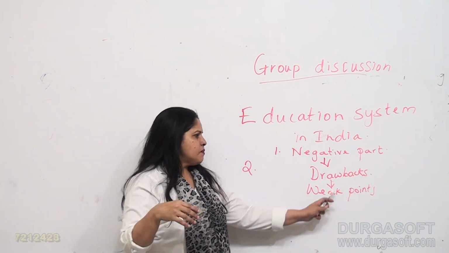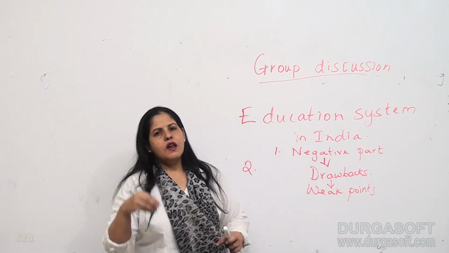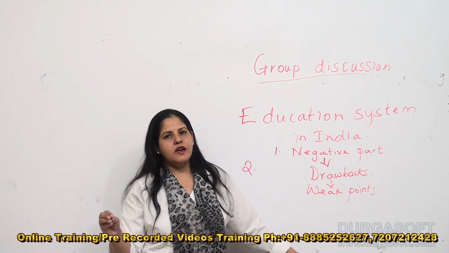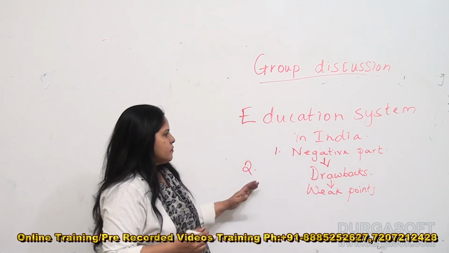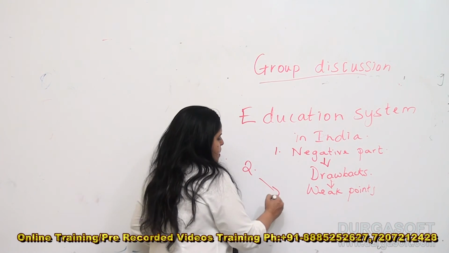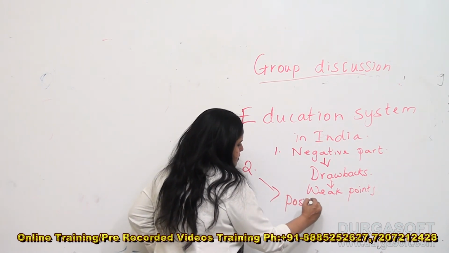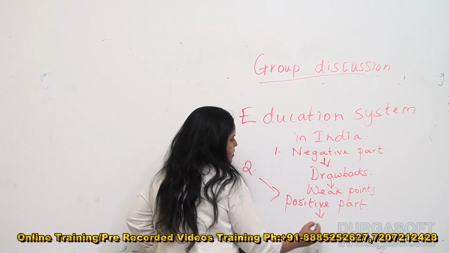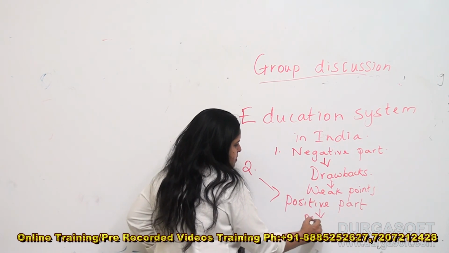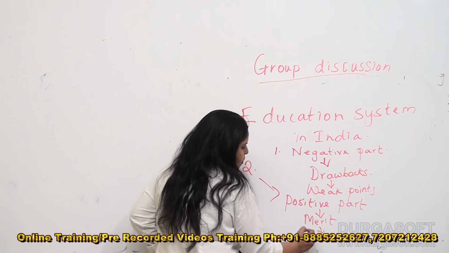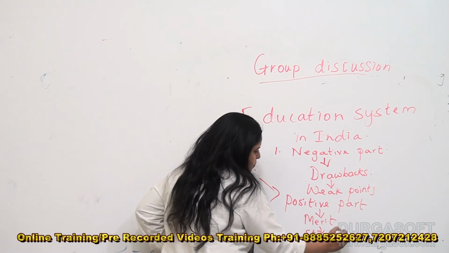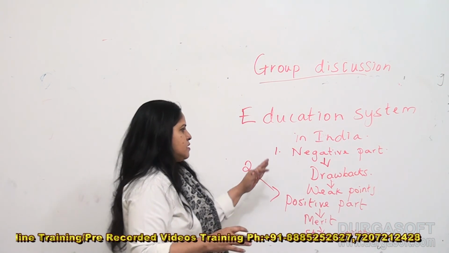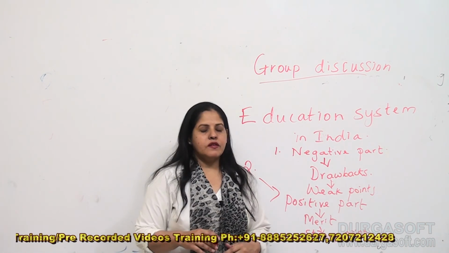You feel there is something missing here. Maybe long hours of study is required for the education system in India. Okay, number 2, there has to be a positive part, or a merit or a strong point. It can be 1 point or it can be more than 1 point, here as well as here.